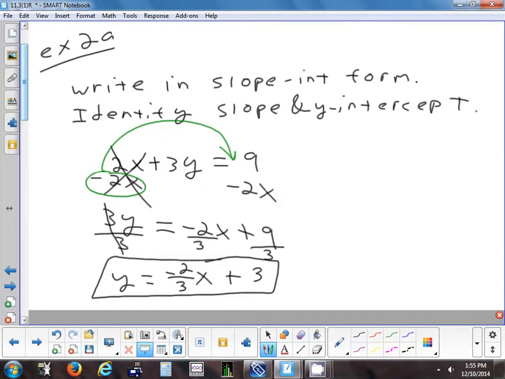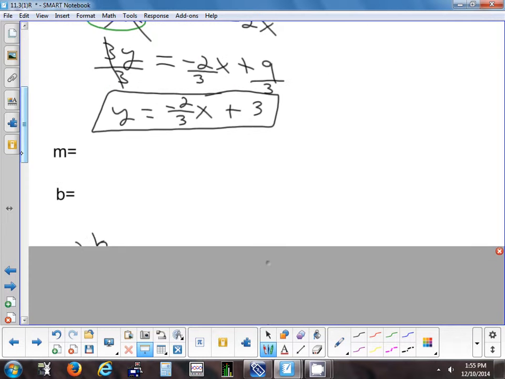Did we do everything that they wanted us to do? They still want us to do two things. Identify the slope. Yep, and identify your y-intercept. Who can identify the slope? Negative 2. Okay, so your slope is negative 2/3. And what about your y-intercept? 3. Okay, so slope is negative 2/3, y-intercept 3. Any questions on that?